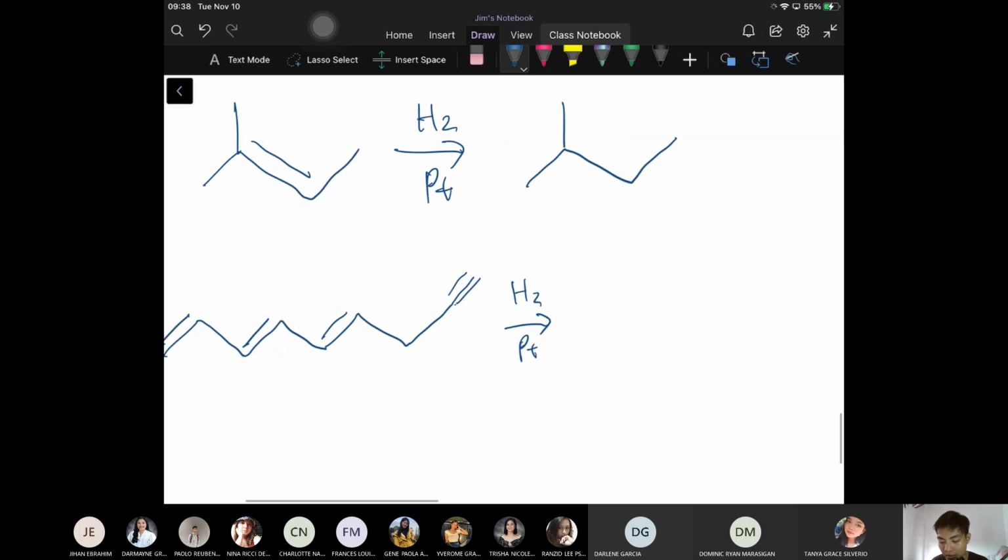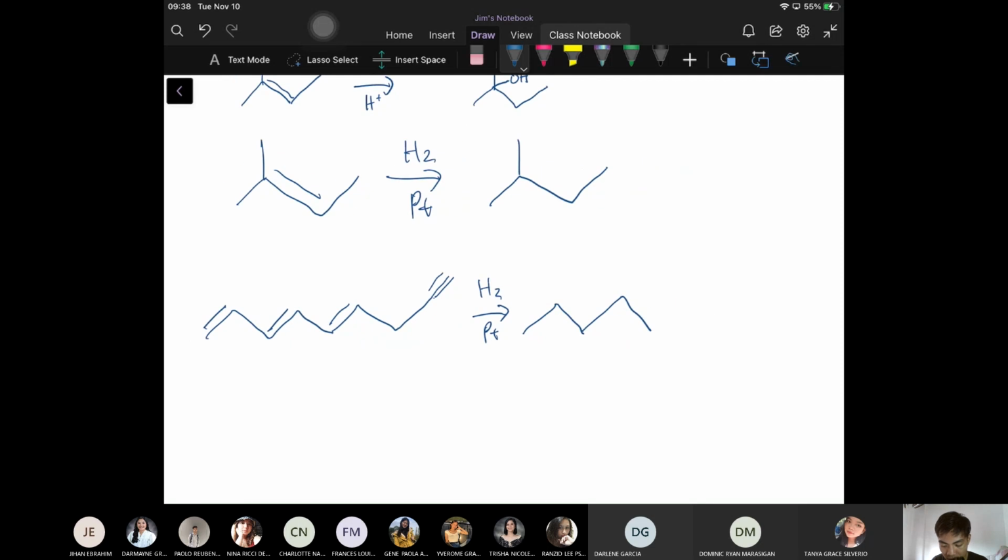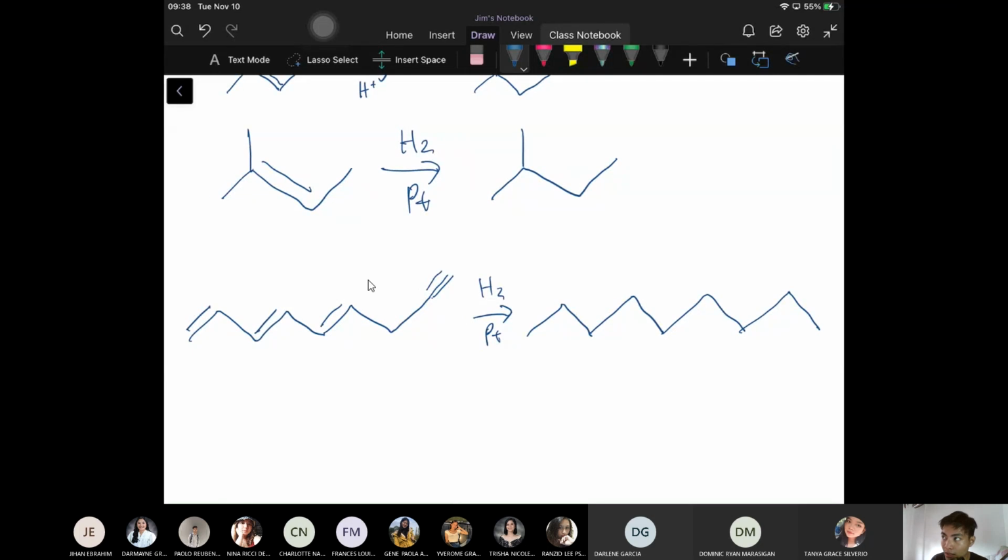Kunwari, ayan. So, ano magiging product niyan? Basically, burahin mo lang yung mga double bond, pati triple bond, no? Okay? So, burahin mo lang yung excess bonds. Gawin mo siyang single bonds lang. 1, 2, 3, 4, 5, 6, 7, 8, 9. Ayan, so 9 na yan. So, ganun lang nangyayari. Yung mga double bonds, pati yung triple bonds, mako-convert sila into single bond, no? So, that's the hydrogenation reaction.